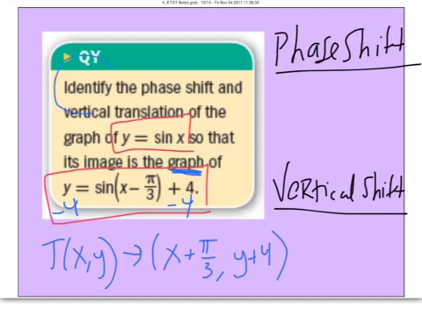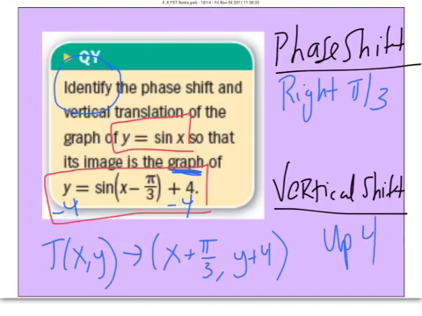Now they want me to identify the phase shift, so I need to be specific because I don't know what the x and the y ordered pair really tells me necessarily. So I would say that the phase shift is it's going to move to the right pi over 3 units, and the vertical shift is just going to go up 4.